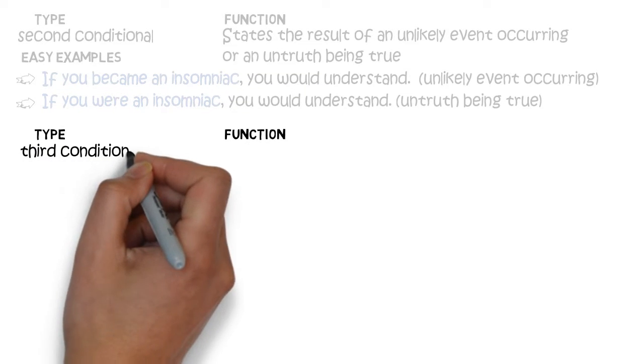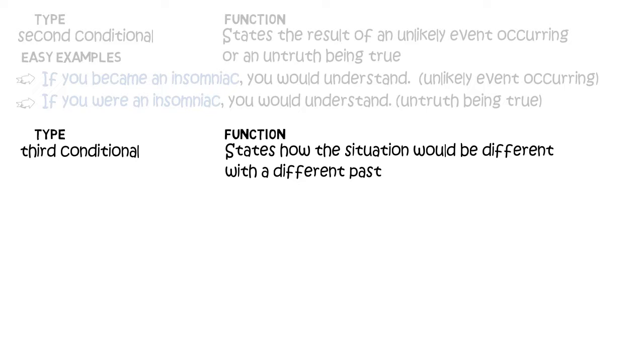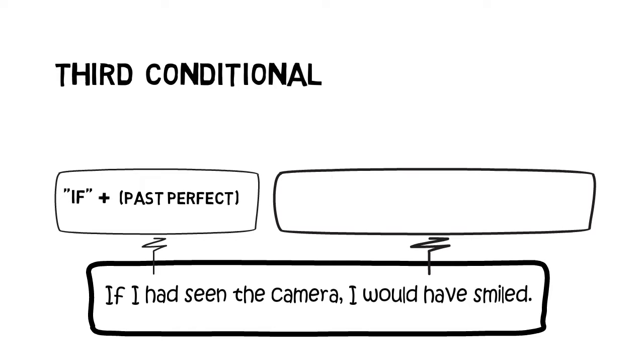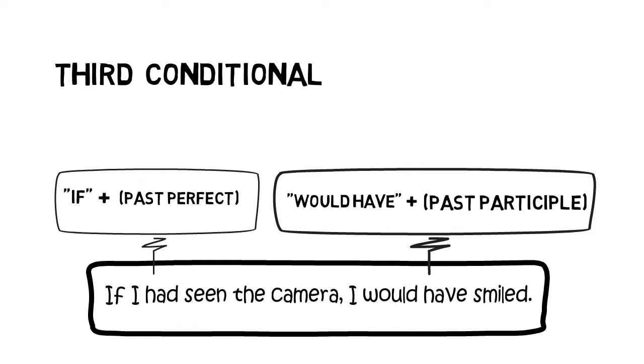Next, let's look at the third conditional. This states how the situation would be different with a different past. Let's look at an example and the structure. So, with the third conditional, if I had seen the camera, I would have smiled. So in the if clause, it's if plus the past perfect. In the main clause, it's would have plus the past participle. So I would have smiled is the past participle of to smile.